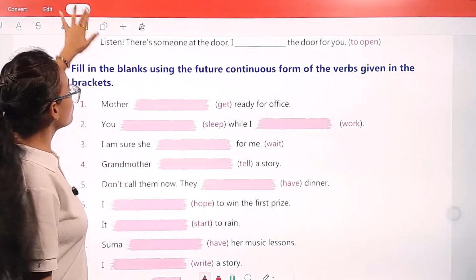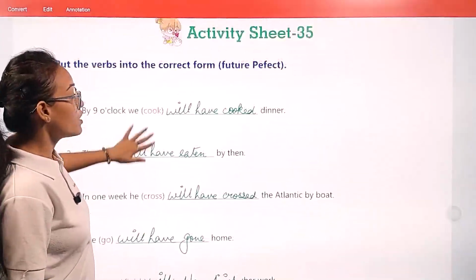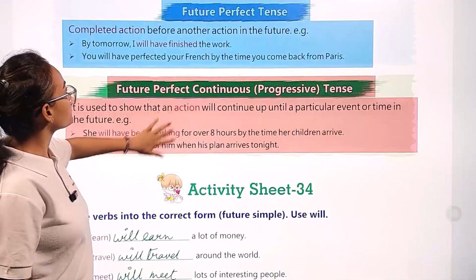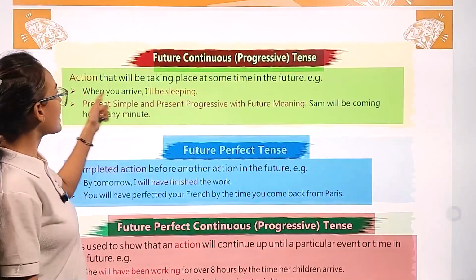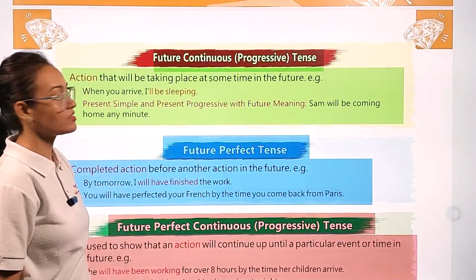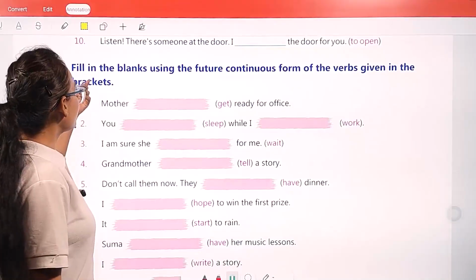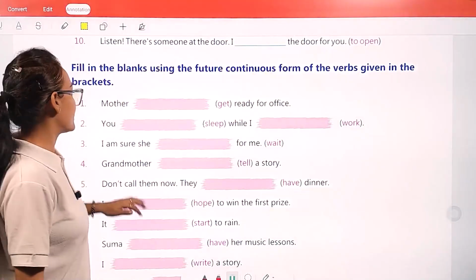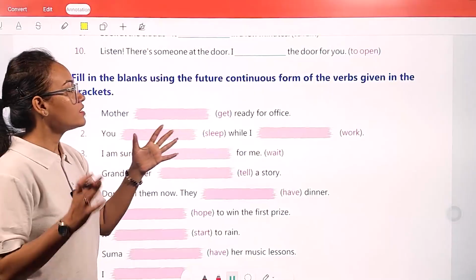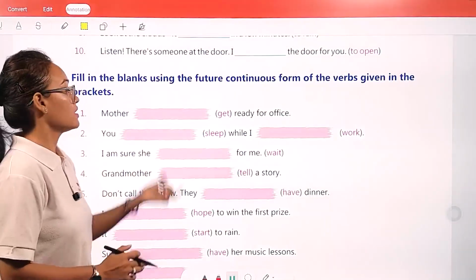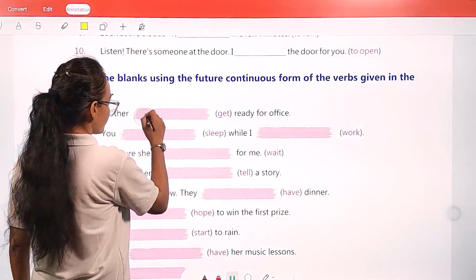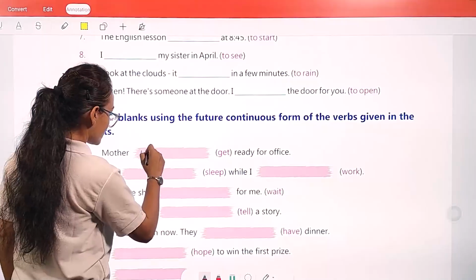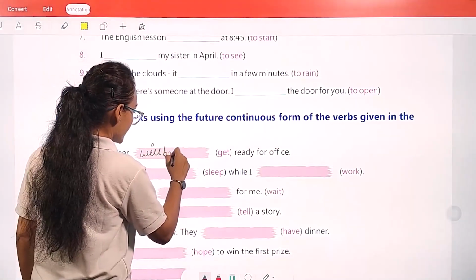Okay, and so for future continuous tense, my dear students, let's see what rule we have to follow. Future continuous: the ing form of the verb. Okay, fill in the blanks using the future continuous form of the verb given in the brackets. So, mother dash ready for office. Get mother will be getting.